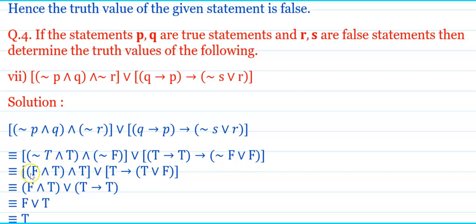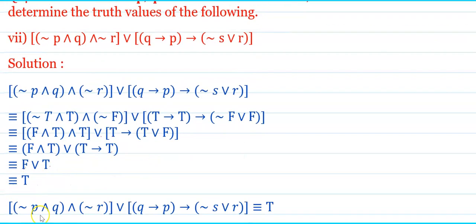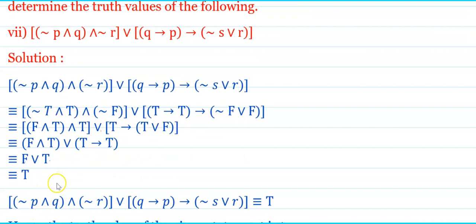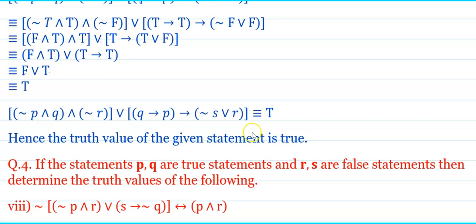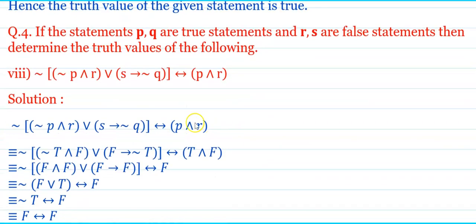Now negation of T is F, F and T, then you will get again here F. Next, and T. Or T implies T or F, T or F is again T, T implies T, then you will get T. F and T, you will get F, F or T, you will get T. And hence the truth value of the statement is true overall.